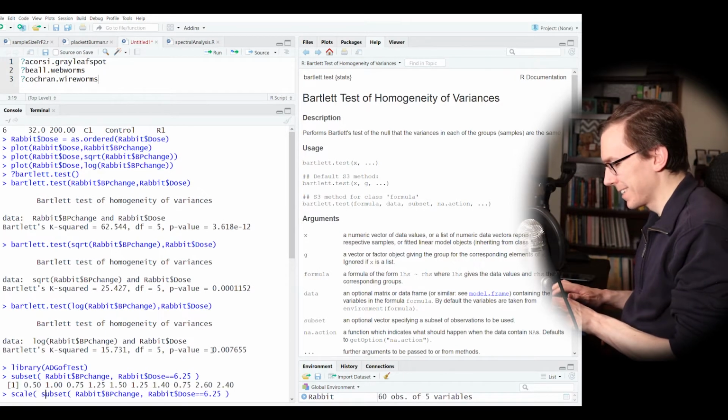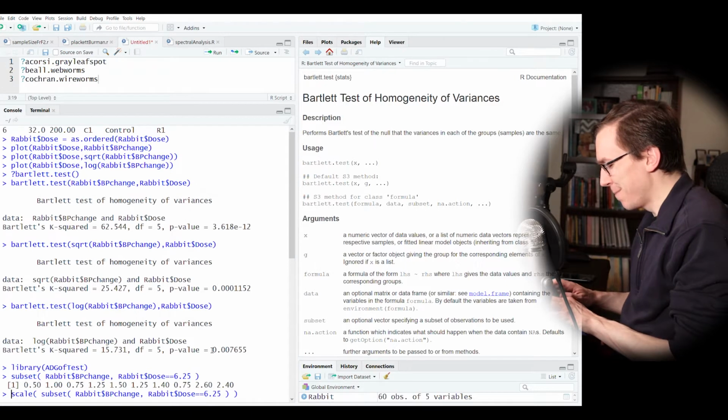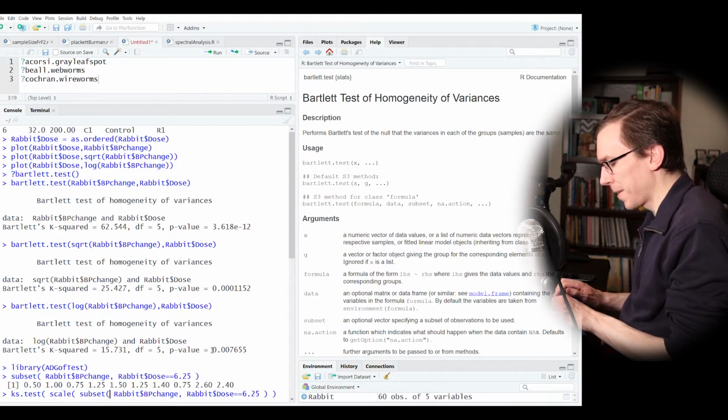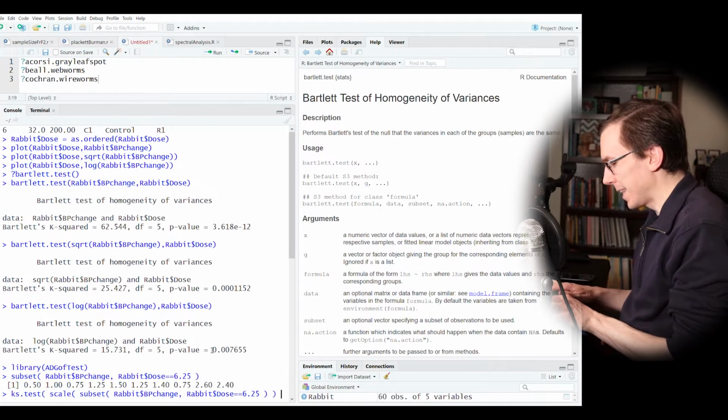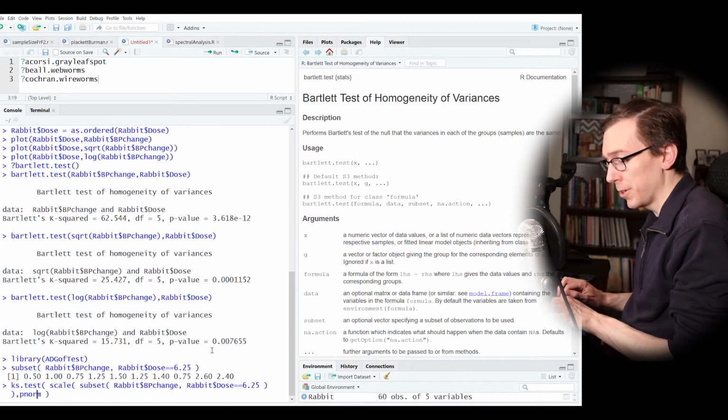We have to scale it. This data set actually might be too small to test for normality, but I'm going to push ahead with it anyway because we've come this far. I might as well try and see what happens. We can use ks.test to run the Kolmogorov-Smirnov test for normality. Well, it's for goodness of fit to any distribution. I'm going to tell it that I want a normal distribution by putting pnorm as the second argument.